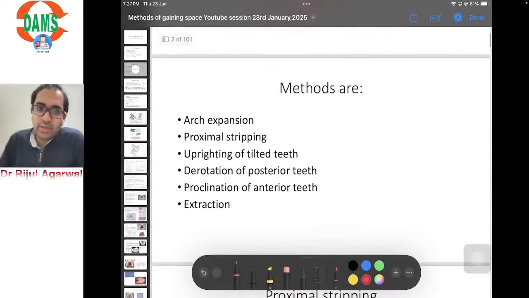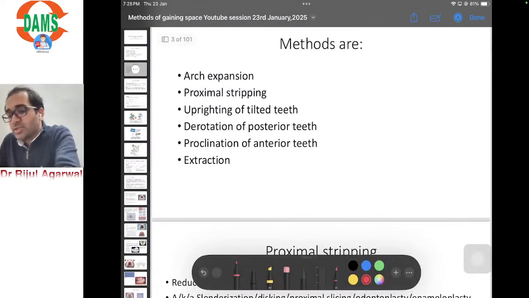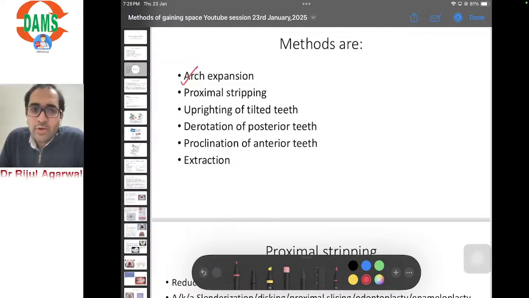So how do we create this space? The various methods are, first of all, expansion of the arches, next proximal stripping, next uprighting of tilted teeth. As we know, tilted teeth require more space, so by uprighting them we are able to create space. Next, derotation of posterior teeth. Rotated teeth acquire more space in the arch, so by correcting the rotation the space is created. Proclination of anterior teeth, and lastly extraction. Out of these methods, arch expansion we dealt with in the previous lecture. We are going to discuss in brief the rest of the other methods.